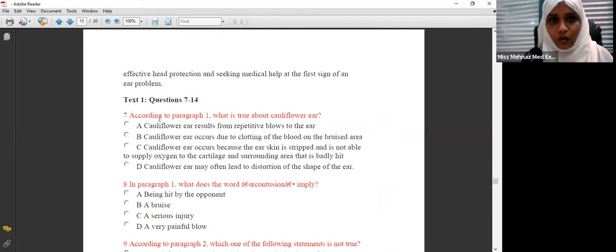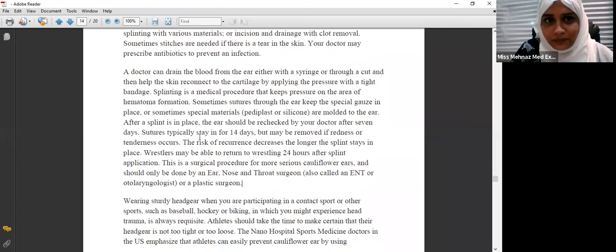The best part is you don't have to read everything here. You can narrow it down. Specifically, they're asking in paragraph 1, what is true about cauliflower ear? So just read paragraph 1, do a detailed reading, and don't look into the options initially because you're going to get confused. This time you can do a silent reading so that I don't disrupt you. I'll give you 2 minutes to read the text, after which I'll explain the answer in detail.